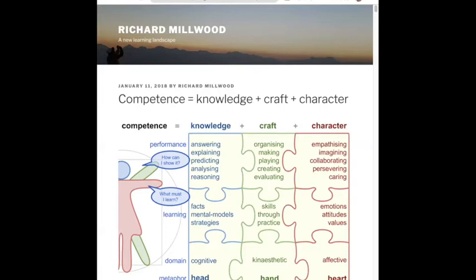But of course, the one that everybody misses and forgets about, unless you push them hard, is the character side that we hope to develop in our children. And character is such an important part of that competence to achieve that it has to be given equal ranking to knowledge and craft, in my opinion. And yet it often isn't.